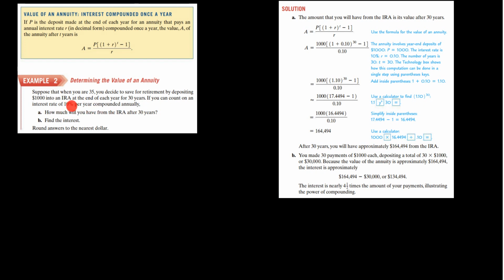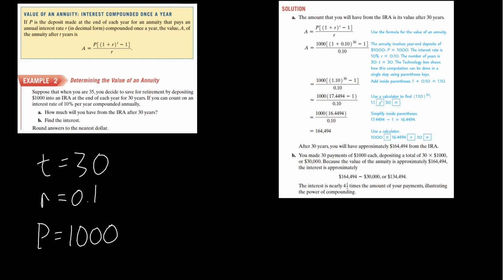Okay, maybe I take that back. How much will you have from the IRA after 30 years? All right. Well, we are told the time frame here is 30, so T is going to be 30, and I guess I can do a little bit of writing here. So for this, T is going to be 30. We have the rate at 10%, which we're going to put as 0.1. What else? We are depositing $1,000 every single year, and we're wanting to know the amount.